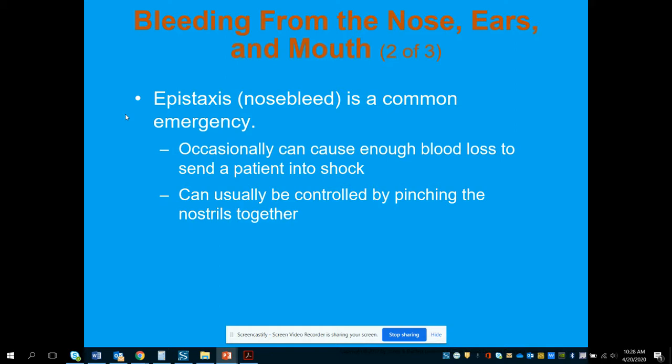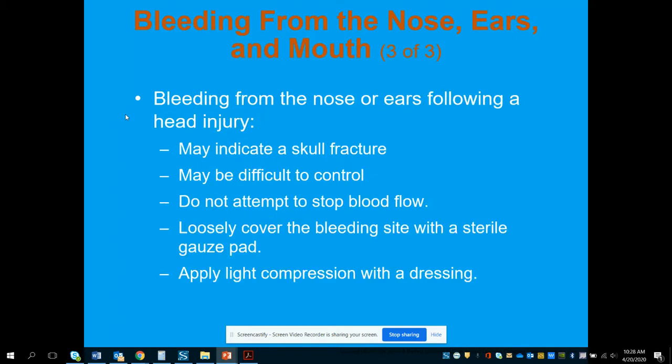And as a last resort, if that does not work, you can use Afrin, which we talked about during pharmacology. Remember, we don't want to use it if the nosebleed is coming from the high blood pressure. So that would be our biggest contraindication there, would be if the patient has hypertension with their nosebleed.